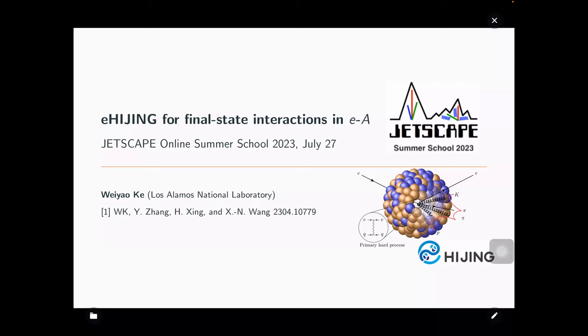And this time the topic is about the eHIJING event generator for final state interactions in eA. Thanks to Xiaoxuan, who has been doing a really good job of introducing all the very diverse physics that you can do and study at the EIC. But for this talk, we will go into a very specific topic: final state interactions of partons in cold nuclear matter.